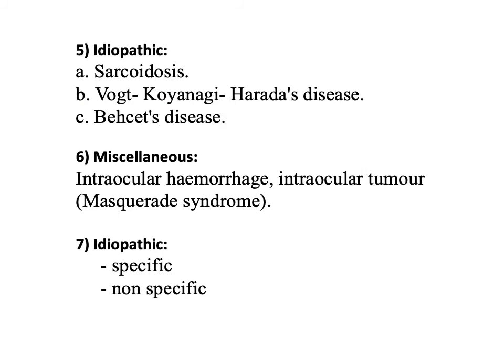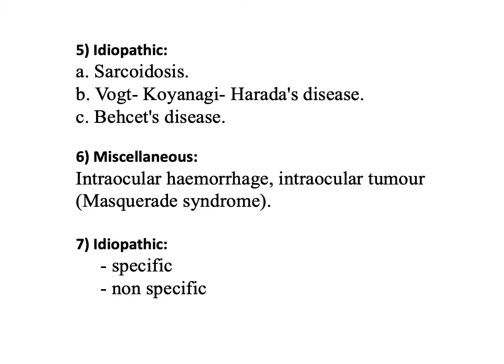The cause may be idiopathic, like sarcoidosis. It is a granulomatous inflammation of the uveal tract. Vogt-Koyanagi-Harada disease is two diseases. The Vogt-Koyanagi is part of anterior uveitis accompanied with skin manifestation. And Harada disease is another disease affecting the posterior part of the uveal tract with neurological manifestation.